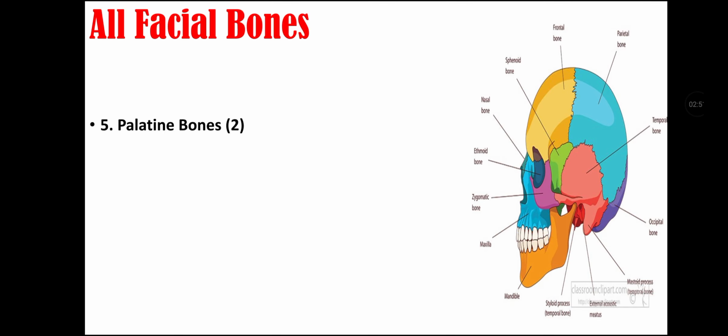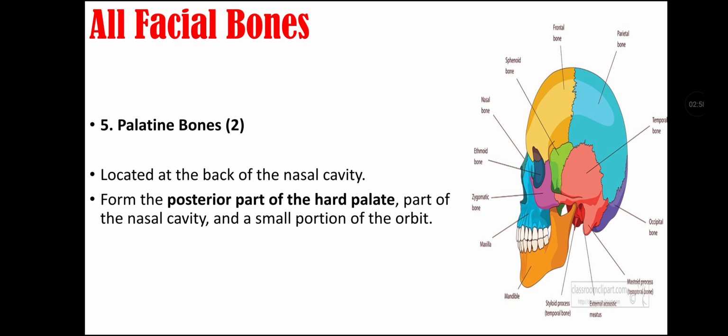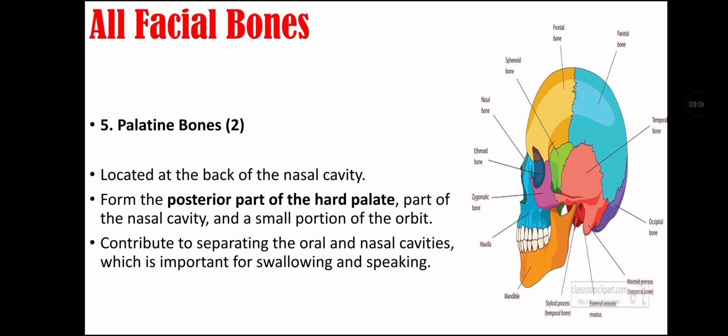Next facial bone is the palatine bone, which is also a paired bone. They are located at the back of the nasal cavity. They form the posterior part of the hard palate, part of the nasal cavity and a small portion of the orbit. They contribute to separating the oral and nasal cavity, which is important for swallowing and speaking.